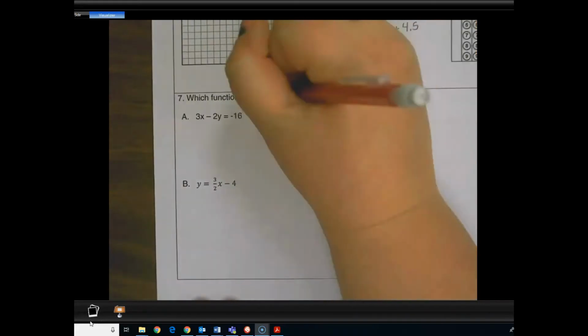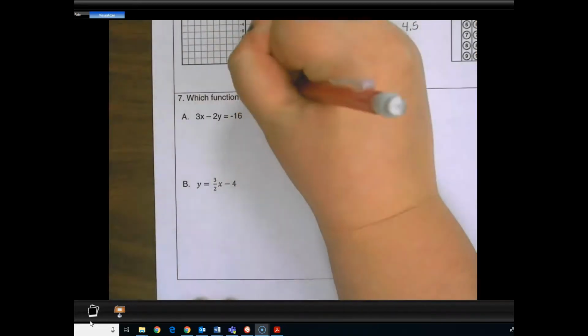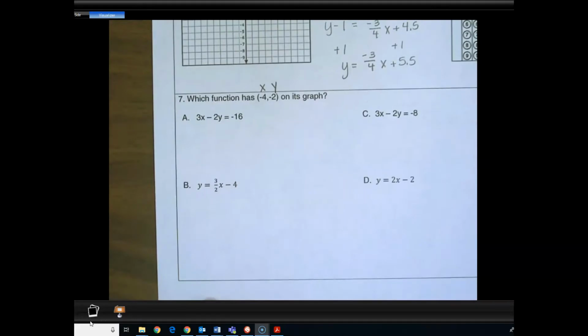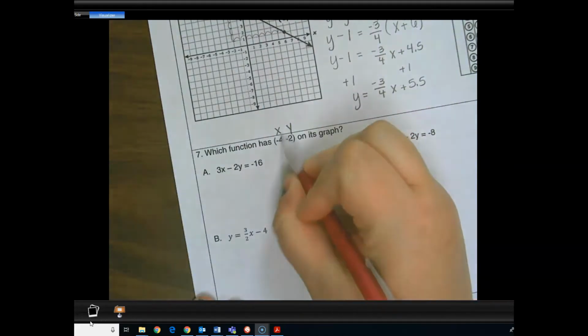So what I'm going to do is I'm going to say, well, this is an x, and this is a y. We all agree there. So why don't I just plug it in and see if it works out?